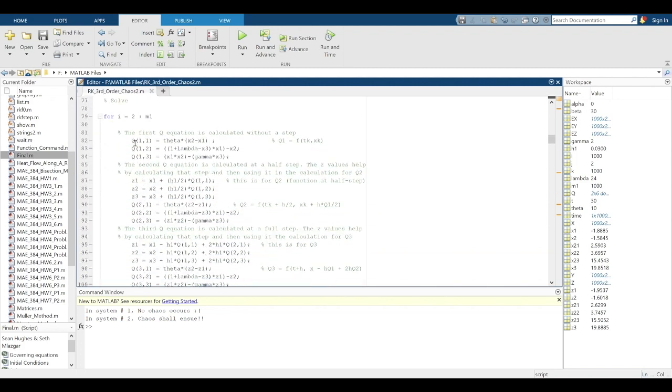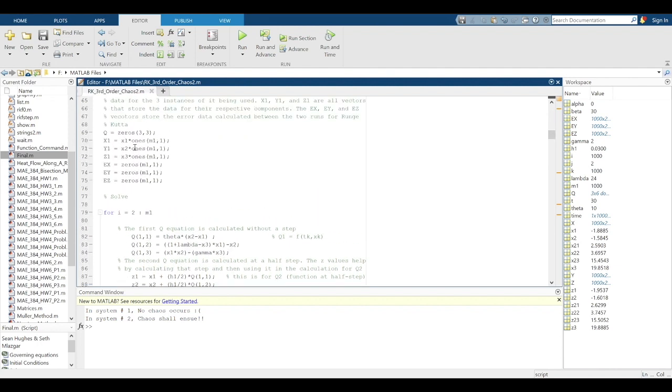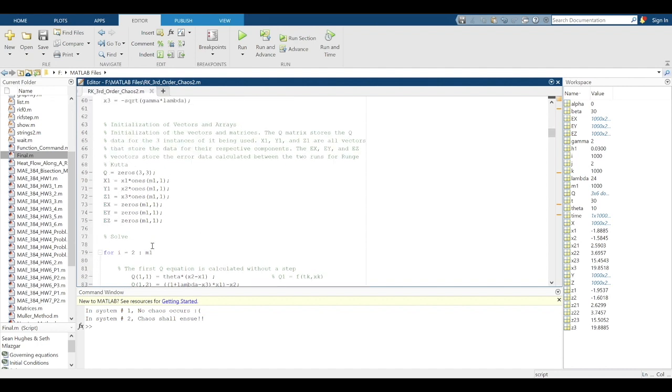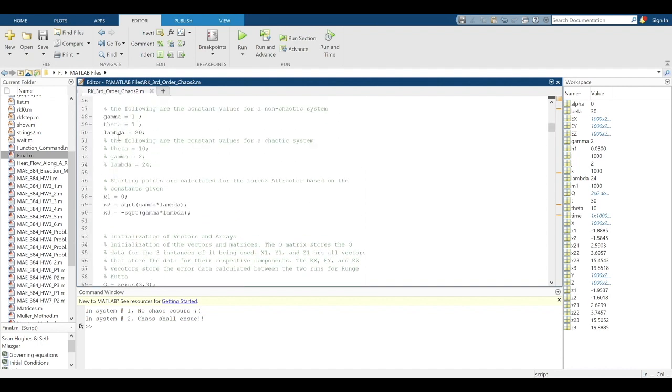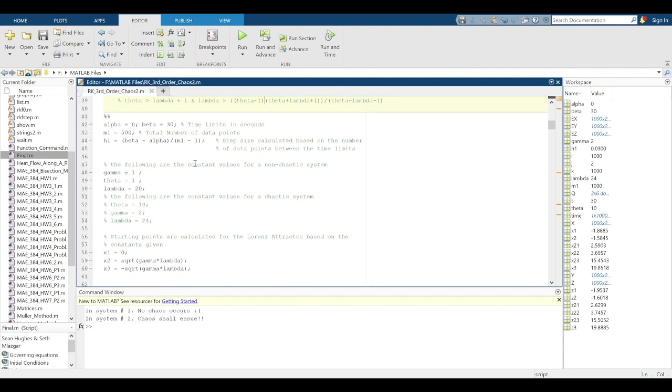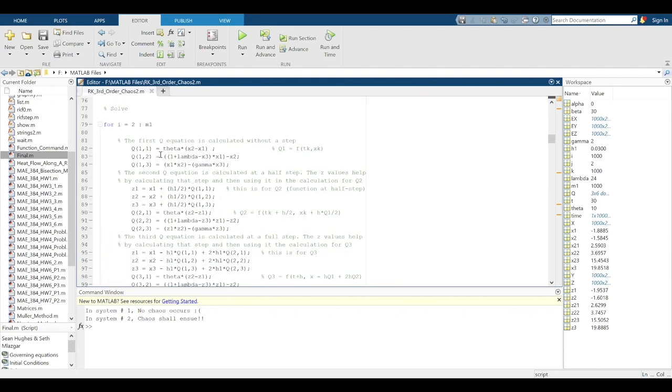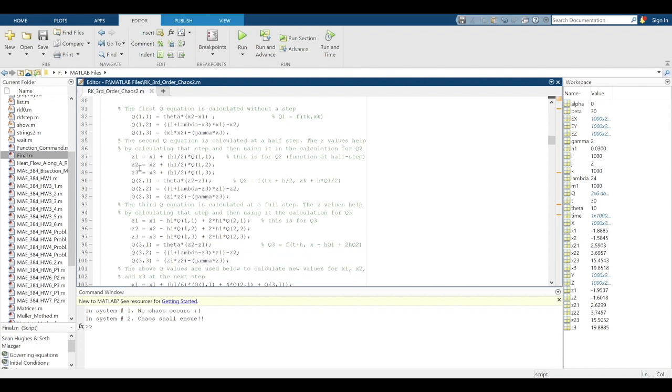In the for loop, it runs through from I equals 2 to m1. This starts at I equals 2 because we have our initial condition up here, and it runs to m1 because we have m1 data points. So we want it to run that many times. It first starts with our Q1 equations right here where it calculates Q1. It's equal to the function at xk is our Q1 equation. The Q2 equation then is calculated. It's helped with these z equations right here. These calculate this step at a half a step from where we were at.